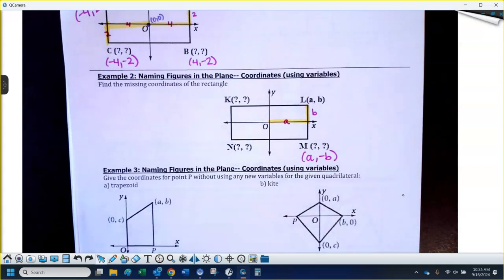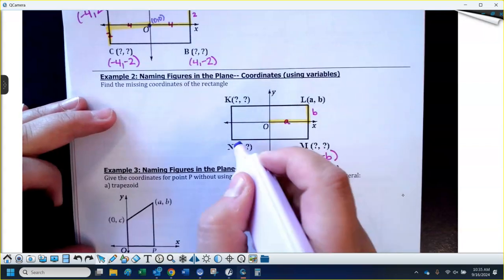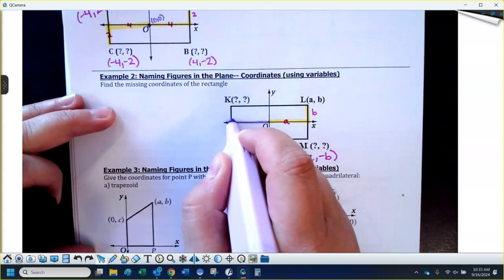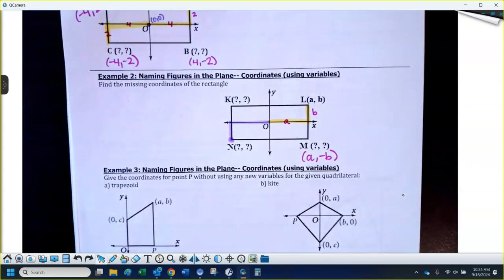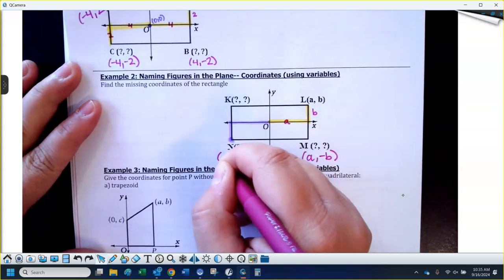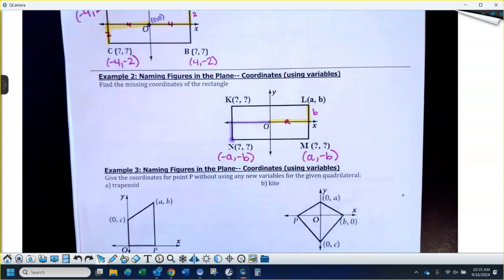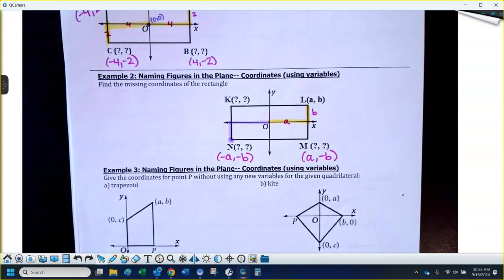All right. Now, on this one, let's say I wanted to find point N. I'm going left, and I'm going down to get to that point, right? Can anybody tell me what the coordinates would be? Perfect. So you're going left A, so it'd just be negative A, and then down B. Is anybody having a question?